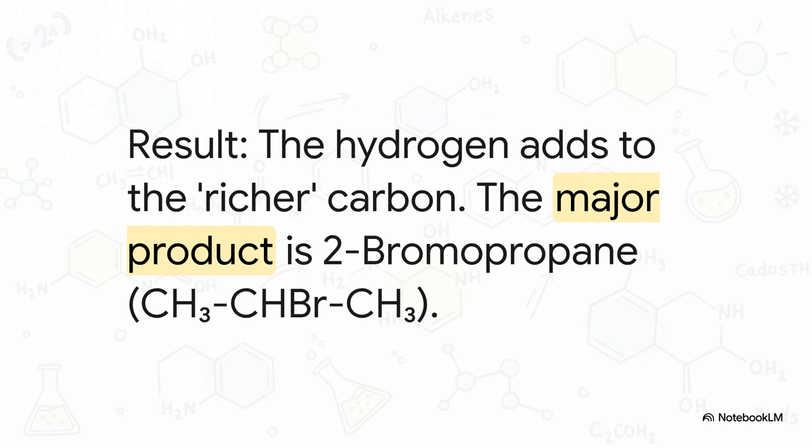Just like the rule predicted, the hydrogen from the HBr adds to that right-hand carbon, the one that was already richer in hydrogens. That leaves the bromine to add to the middle carbon. And what we end up with is 2-bromopropane. It's predictable, it's elegant, it just works.